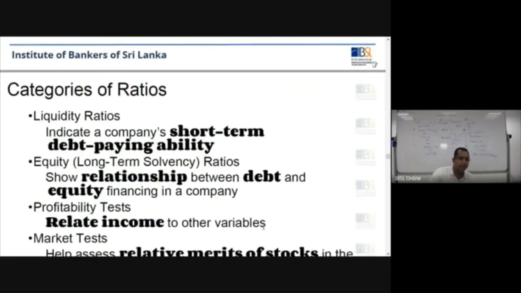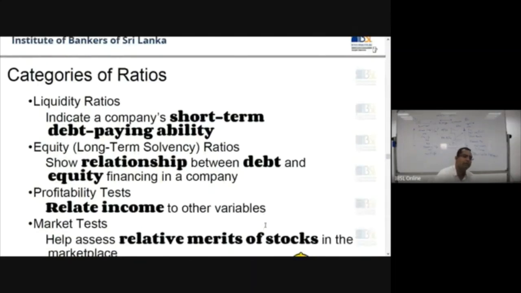There are four types: liquidity ratios, equity ratios or long-term solvency, and profitability. Like we call it liquidity, we call solvency ratios, we have profitability. Liquidity ratios deal with current assets and current liabilities: how liquid your company is. This deals with short-term debt paying ability.